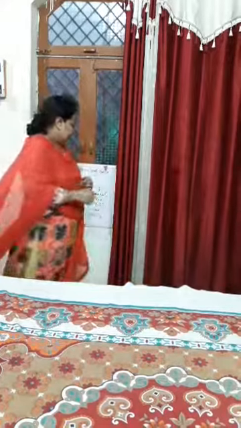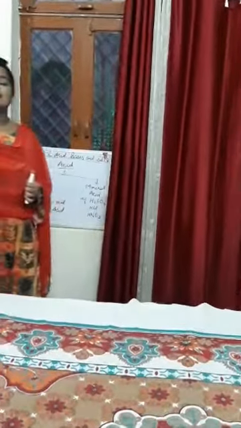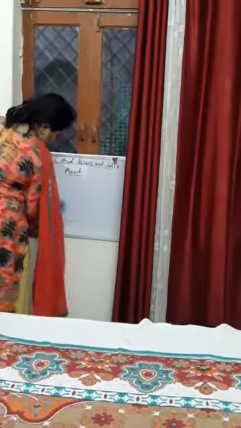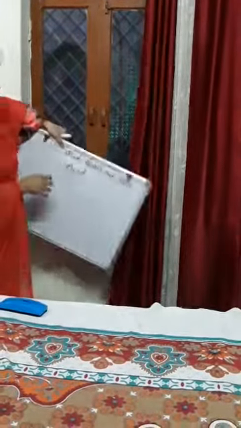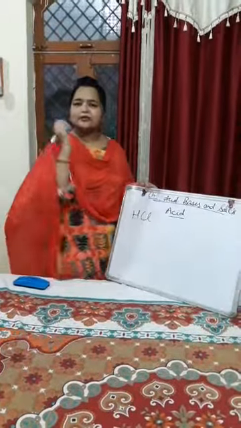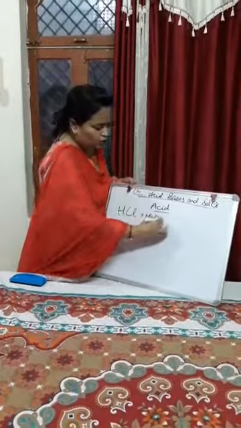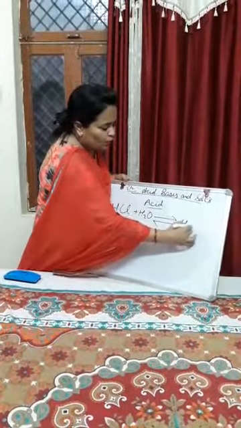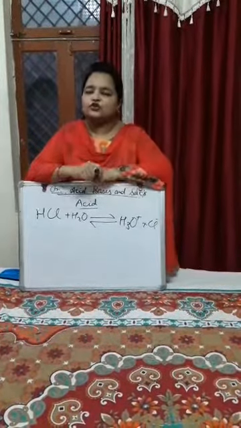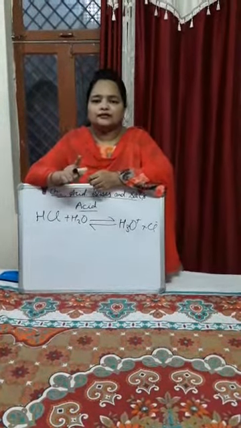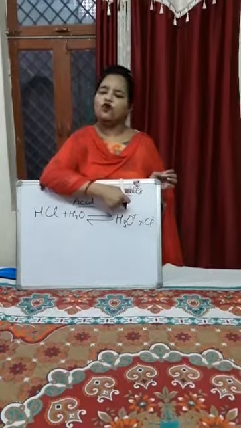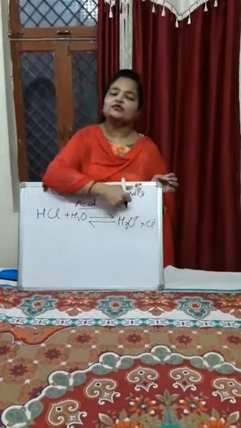Now we'll see what is the Arrhenius concept, the chemical Arrhenius concept of acid and base. Okay, so Arrhenius said that acids are those substances which in aqueous solution dissociate to form hydronium ion. This is hydronium ion, H3O plus. Actually when acid dissociates it forms H plus. And H plus cannot be stable in water, so it combines with water to form H3O plus. It is called hydronium ion.